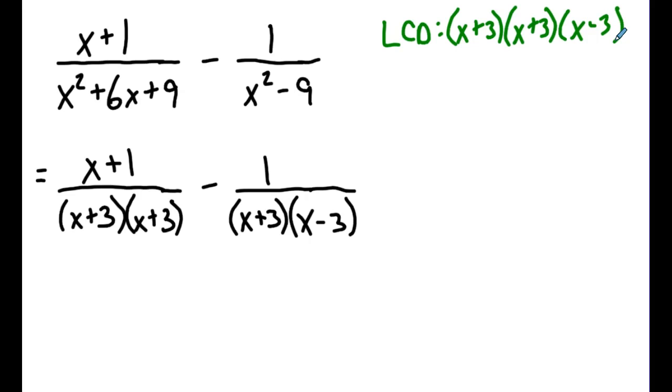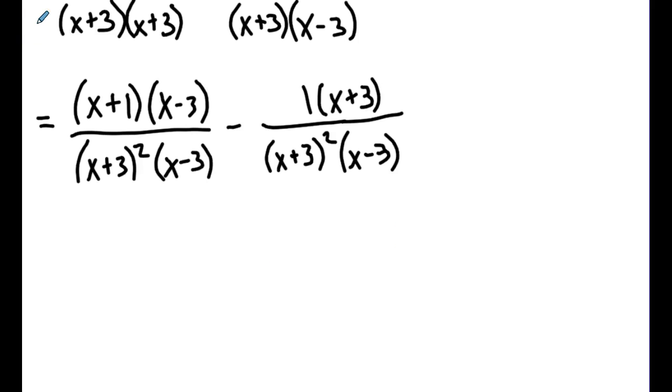So what we're going to do with each of these individual fractions, this first one, if I look, I have both factors of x plus 3, but I'm missing the factor of x minus 3. So I need to multiply the numerator and denominator by that factor of x minus 3. If I look at this second fraction, I need to multiply by x plus 3 over x plus 3 because I'm missing that second factor of x plus 3.